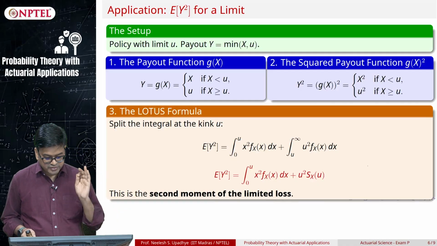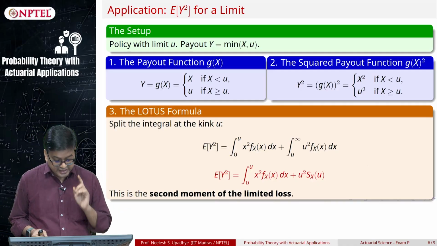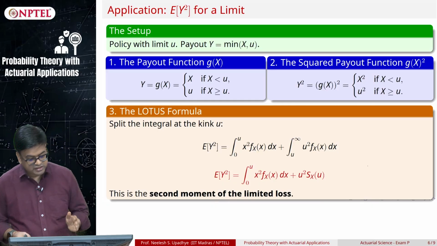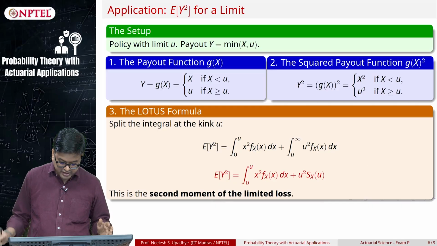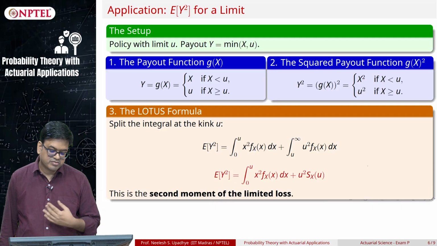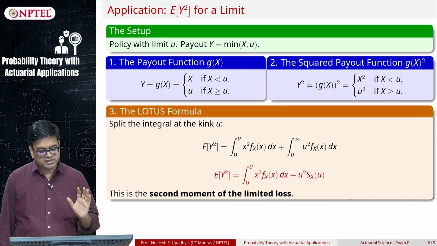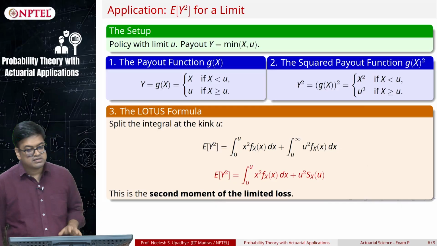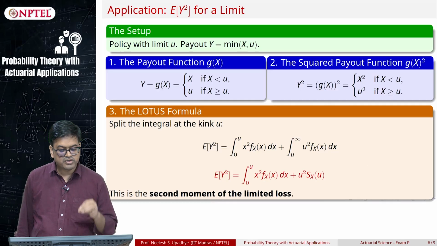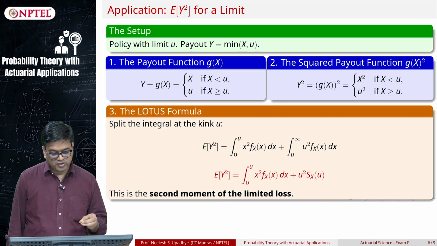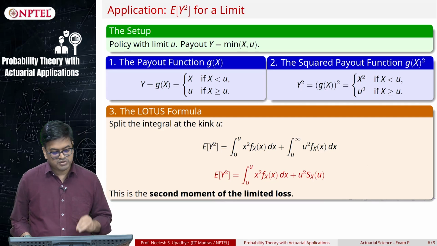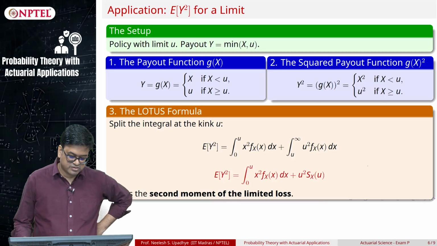Kink is at u, important point to brush up: kink is at u, you can compute expected value of Y squared using that split at the kink, and the second part becomes the survivor function multiplied by u squared and the first part remains as integrals. So, with all these things we have understood how to compute the second moment for the loss distribution or insurer payout. That is what we have considered in today's class.